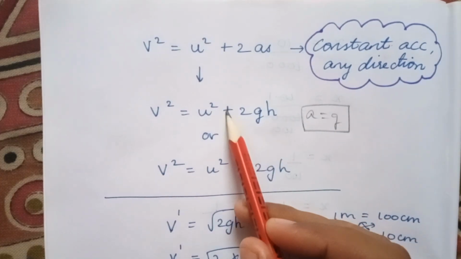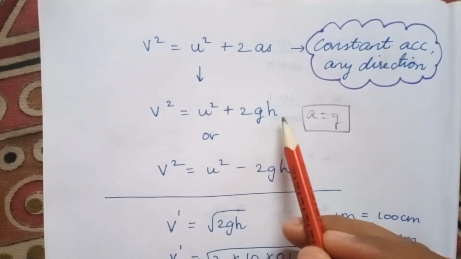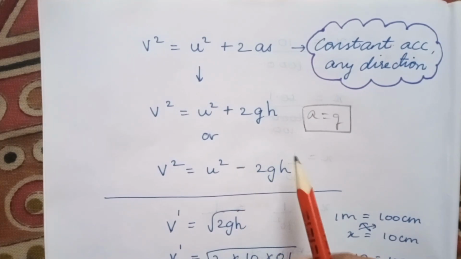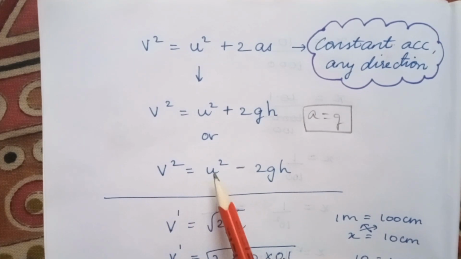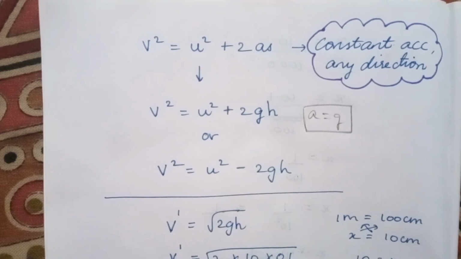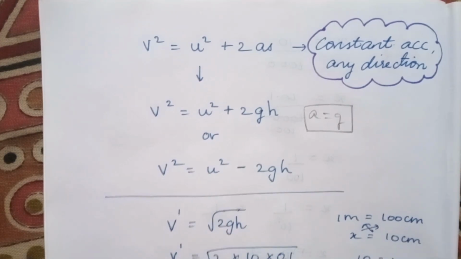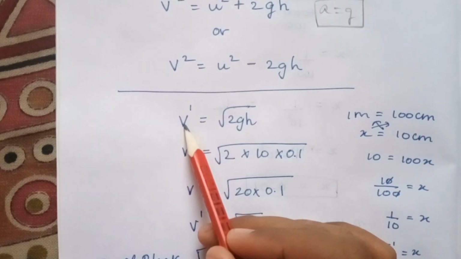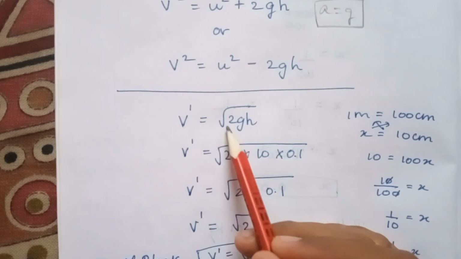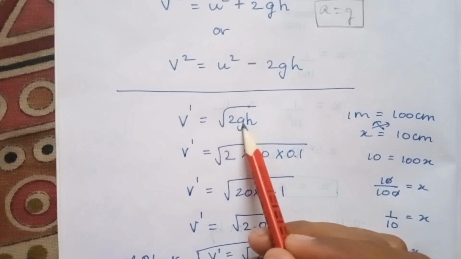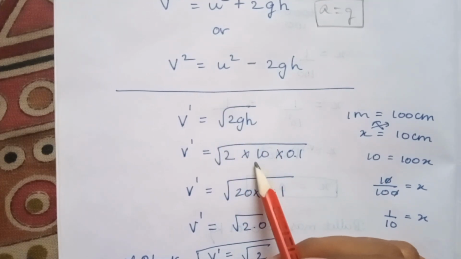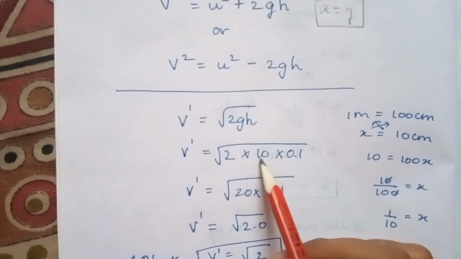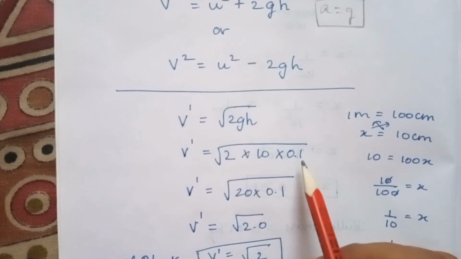We put positive when it falls downward, and negative when it goes upward against gravity. Hence v square is equal to u square minus 2gh, where h means height. Again coming back to the formula, the final velocity of the wooden block is equal to square root of 2gh. Applying the values, gravity 9.8, we take it as 10, into height 0.1.